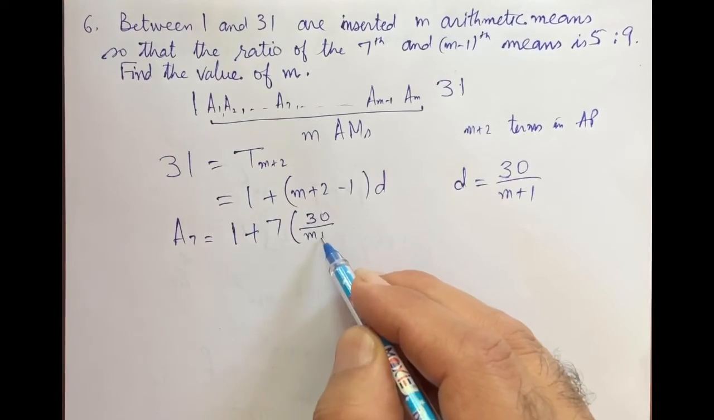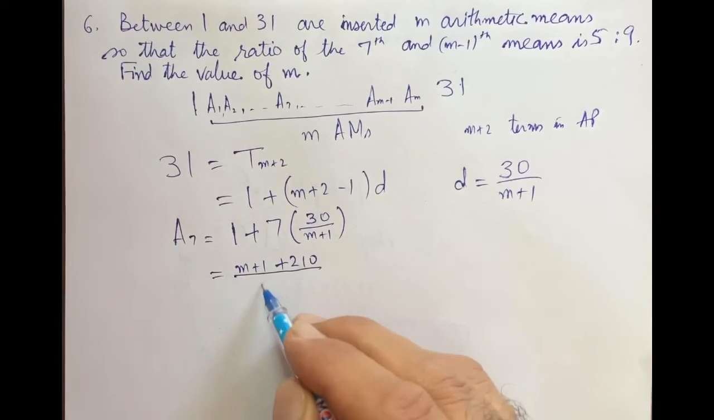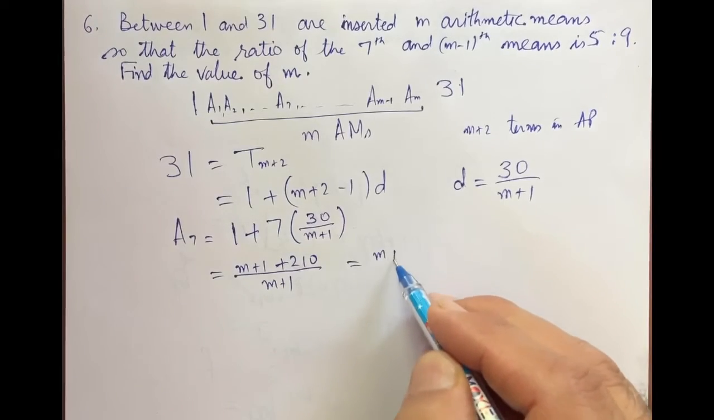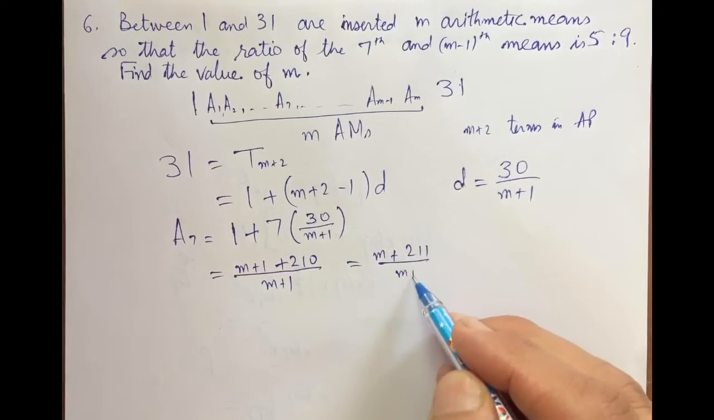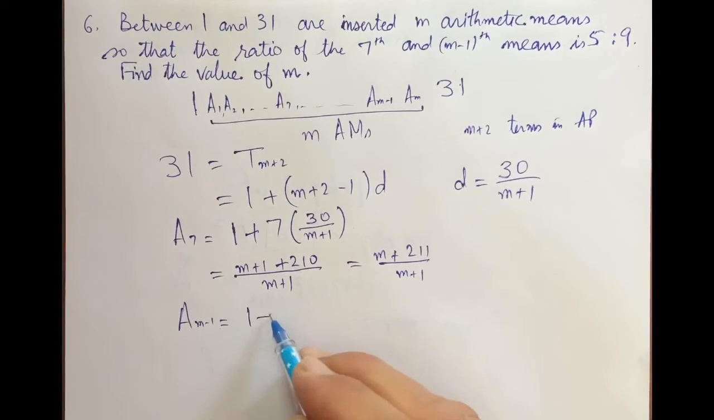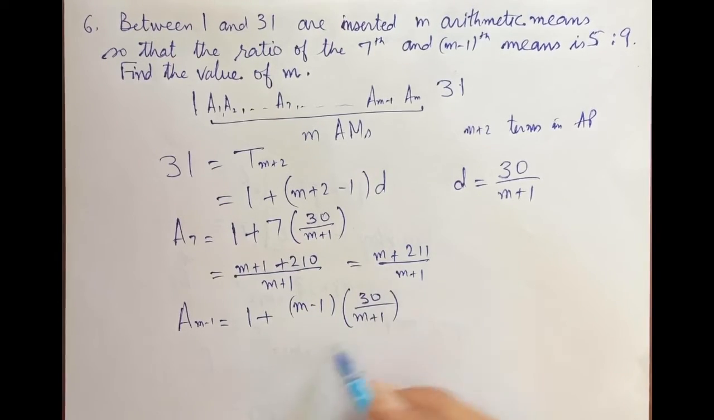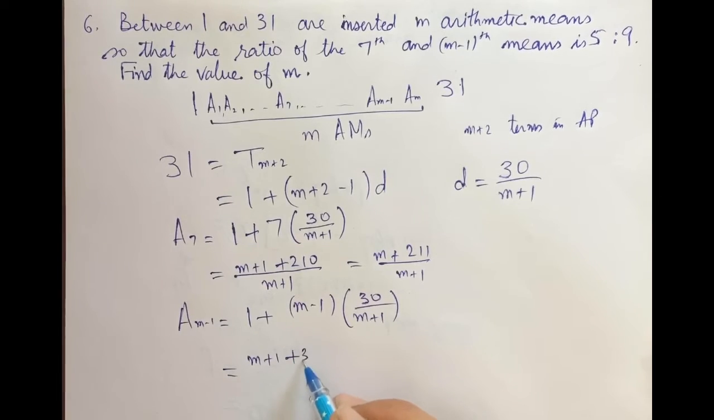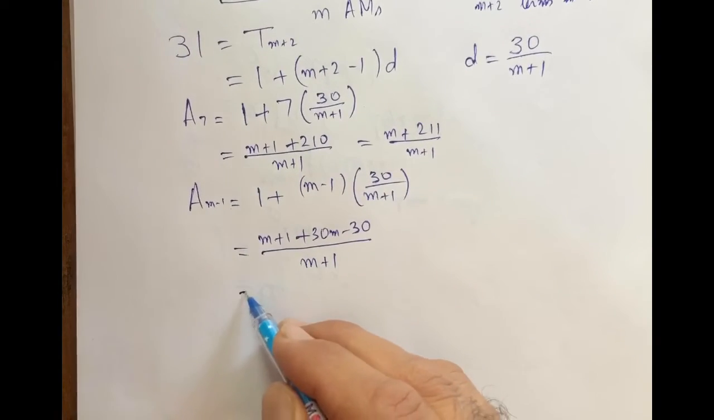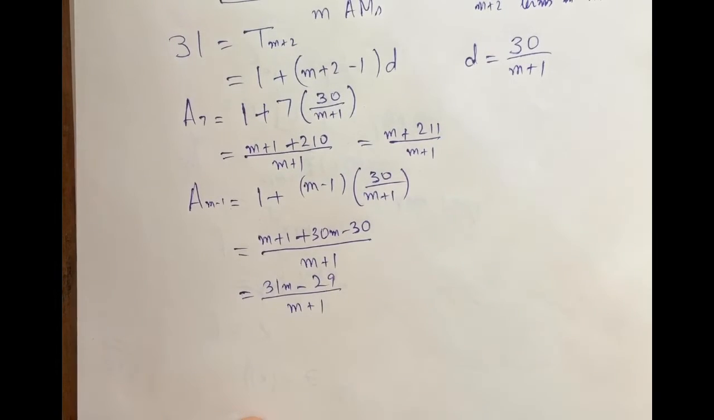30 upon M plus 1. That's M plus 1 plus 210 upon M plus 1, that's M plus 211 upon M plus 1. And the mean number M minus 1, that's 1 plus (M minus 1) into d, 30 upon M plus 1, which is M plus 1 plus 30M minus 30 upon M plus 1, which is 31M minus 29 upon M plus 1.